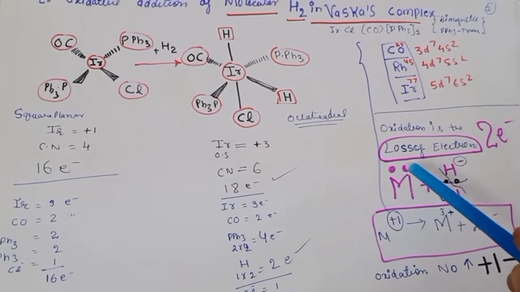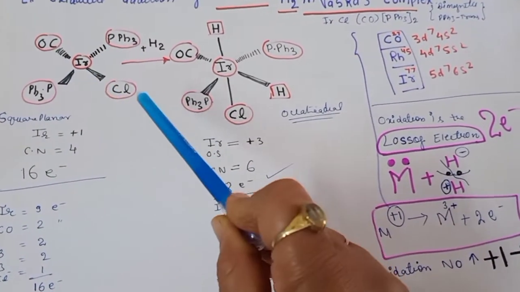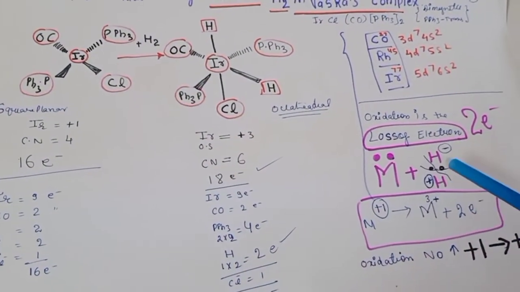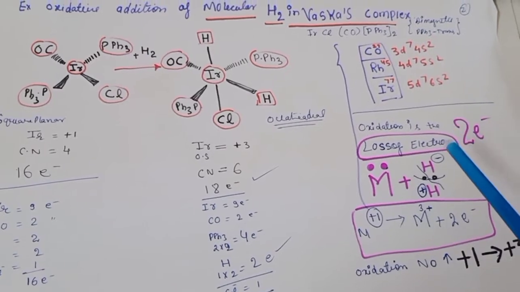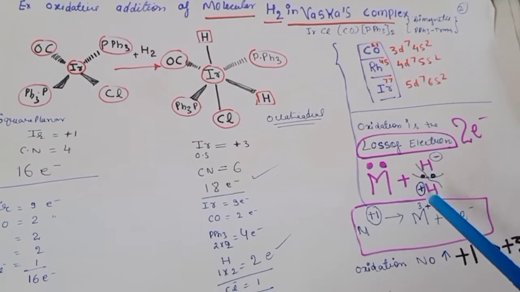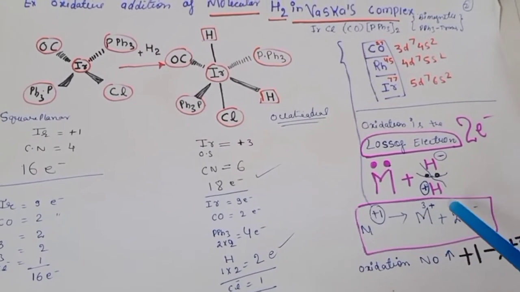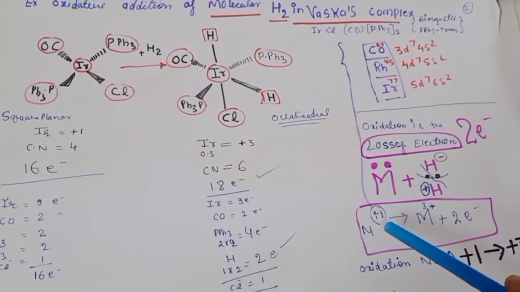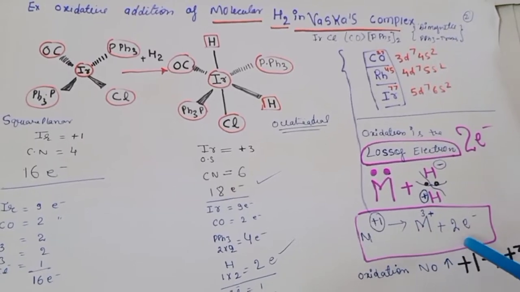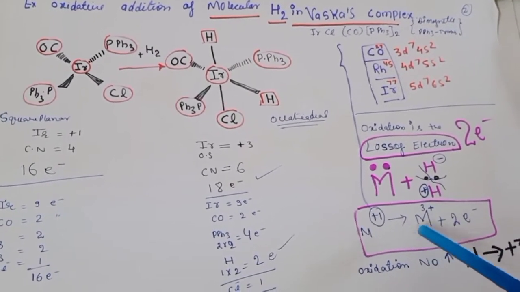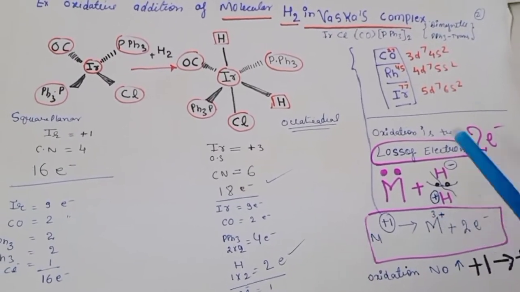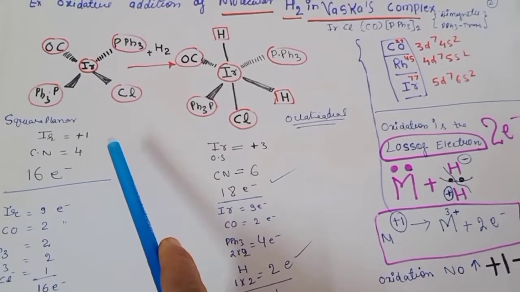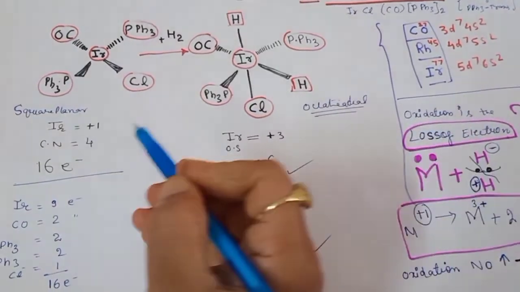So the metal, the iridium, will lose 2 electrons, and this molecular hydrogen will take these two electrons and they will be converted to our anionic ligands. So what happens here? In the beginning, our metal has the +1 oxidation state, but as it loses 2 electrons, it gets converted to the +3 oxidation state. The oxidation state changes from +1 to +3.